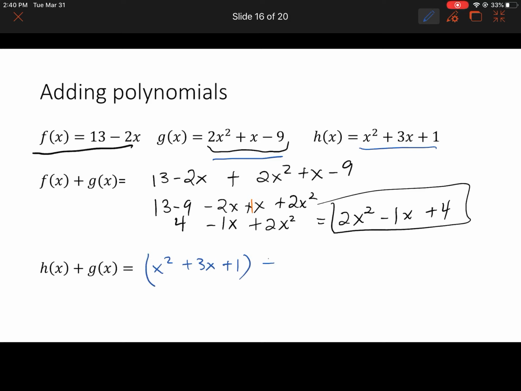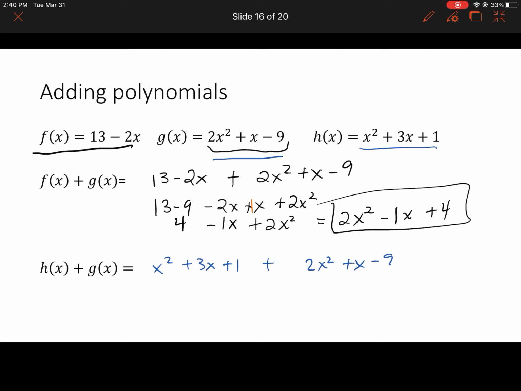I'm going to go ahead and put the parentheses on there again, and then add on to it g of x, which is 2x squared plus x minus 9. Like I said before, we don't really need those parentheses, but I like writing them down anyways. Because whenever you're subtracting them, they do matter. Whenever you're just adding them, they don't matter as much.